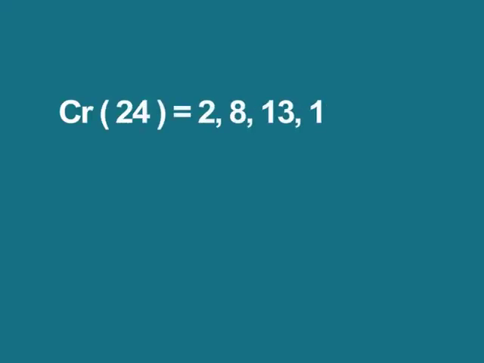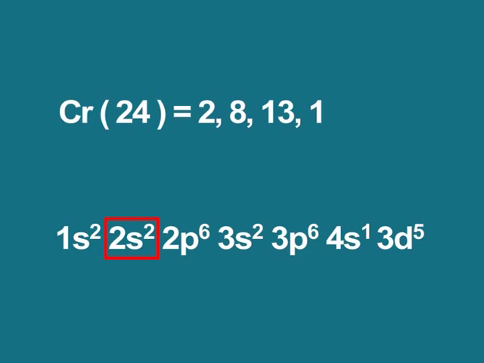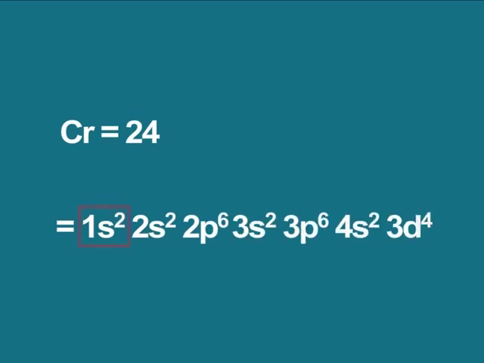Atomic number of chromium is 24, that is 2, 8, 13, 1. Its electronic configuration is shown here: 1s2, 2s2, 2p6, 3s2, 3p6, 4s1, 3d5. Though as per rules it should be 1s2, 2s2, 2p6, 3s2, 3p6, 4s2, 3d4. That is, 4s should be filled before 3d. Chromium does not show this electronic configuration.